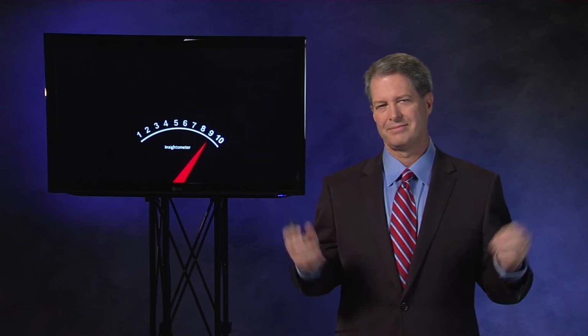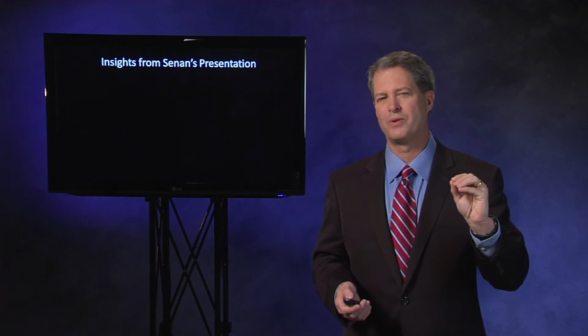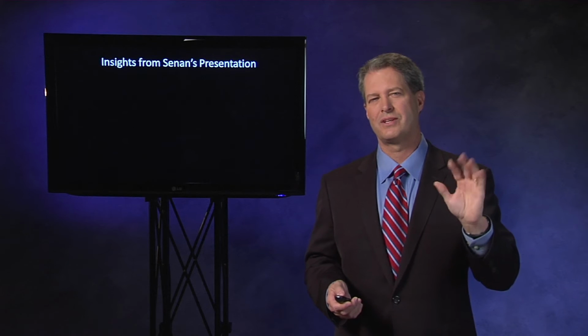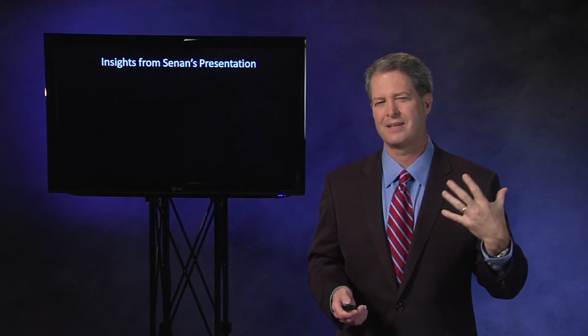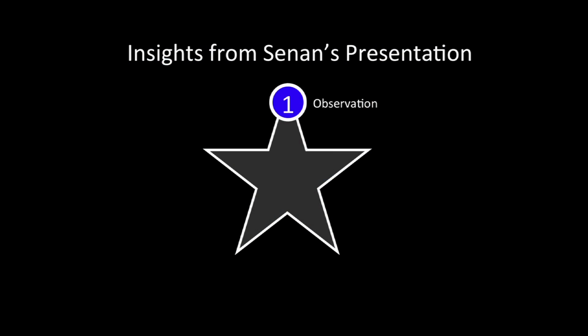So one of the gauges that I use when I review a presentation, I call it the insightometer. And on the insightometer, all you want to do is ask yourself on a scale of 1 to 10, with 10 being the highest, how much insight are you delivering to the people you're talking to? And what I liked so much about Sheenan's presentation was that it was just dripping with insight. When I think about it, the first thing, I loved his observation. I've noticed something interesting. As we get busier, people value convenience more and more.